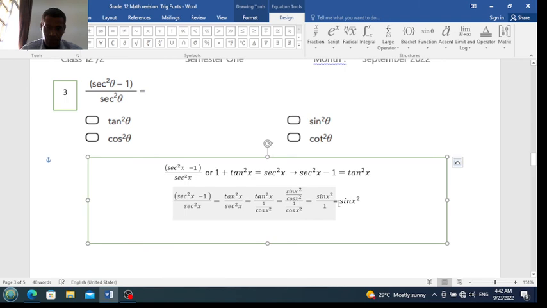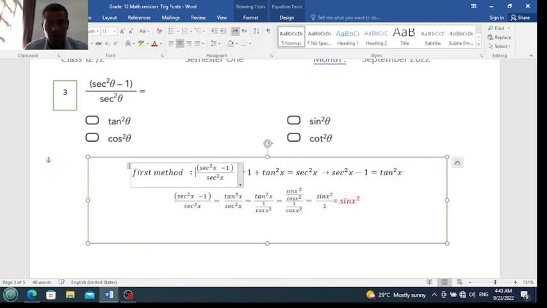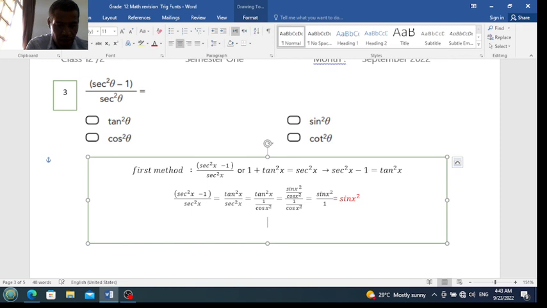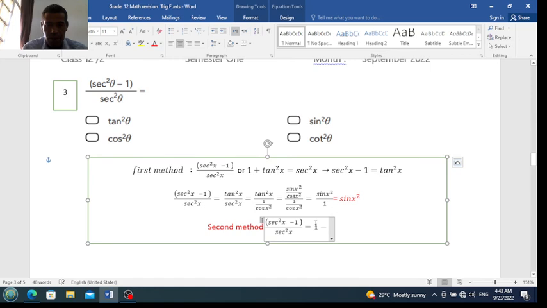Now we move to the second method. Okay. I will do it here. Second method. So control paste. So this one equal what, learners? Sec square over sec square is 1 minus, I'll just write 1 over sec square. Did I write 1? Yes. Then minus 1 over sec square. Minus 1. Okay. And then this one is sec square.